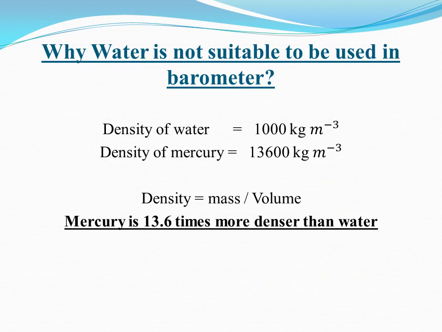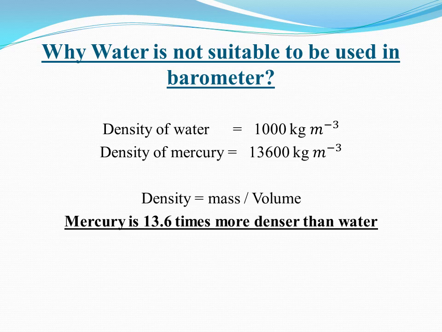Now we will discuss a question given in your book, that why water is not suitable to be used in barometer, and the answer is due to density difference. Mercury is 13.6 times more denser than water. If you look at the slide, density of water is equals to 1000 kg per meter cube, whereas density of mercury is 13,600 kg per meter cube. This implies that mercury is 13.6 times more denser than water. More density means less space. If you look at the formula of density, then density is inversely related with the volume, that is the space occupied.